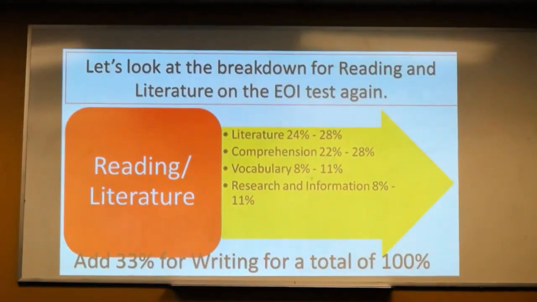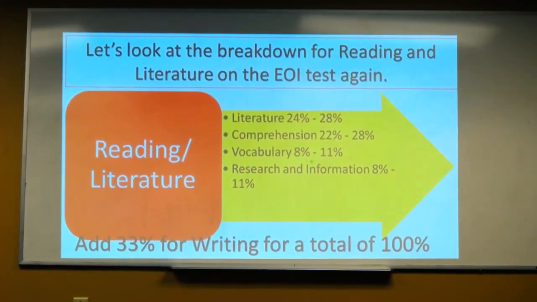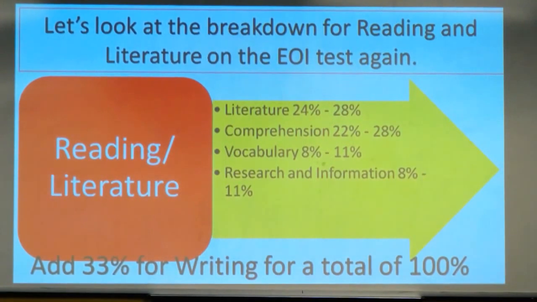So let's look really quickly at the breakdown for reading and literature on the EOI test again so you know where you're standing. On the reading and literature portion of the test, literature is 24 to 28%, comprehension is 22 to 28%, and vocabulary is 8 to 11%, and research and information is 8 to 11%. When you add those together and then you add the 33% for writing, you get a total of 100%. I'm going to go through very quickly what each one of these different subheadings mean.